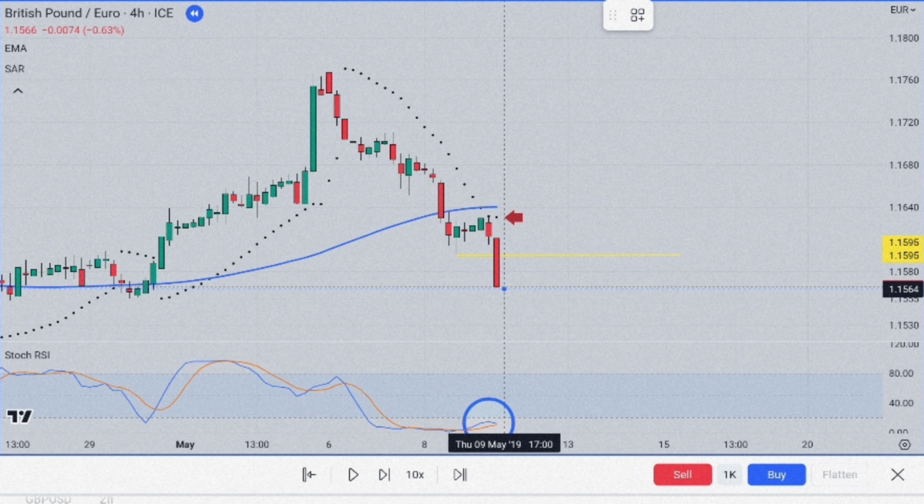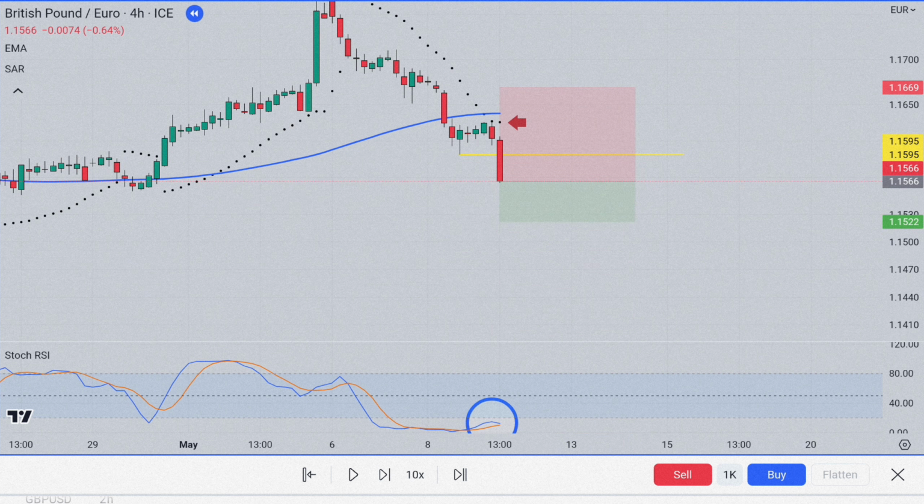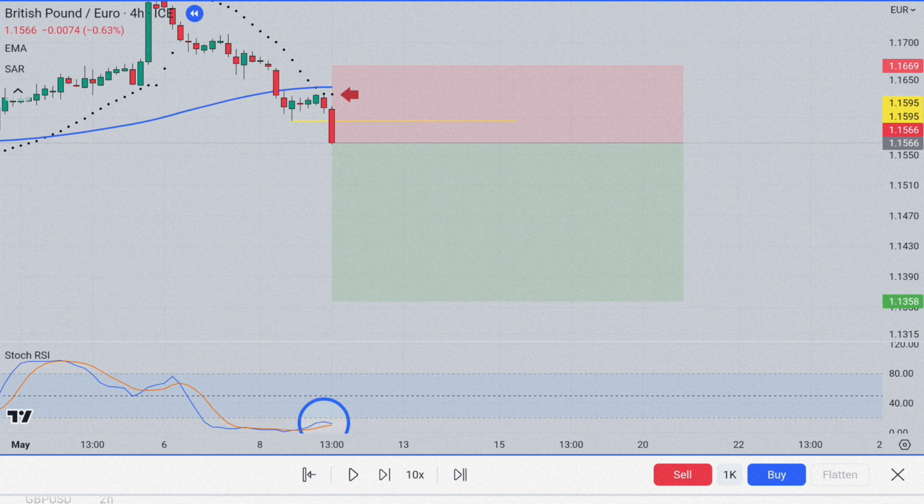The Parabolic SAR indicator still maintains a sell signal above the price, and both lines of the Stochastic RSI indicator are below the 50 level. We will place the stop-loss level above the last swing high, and our target will be a 1-to-2 risk-reward ratio.